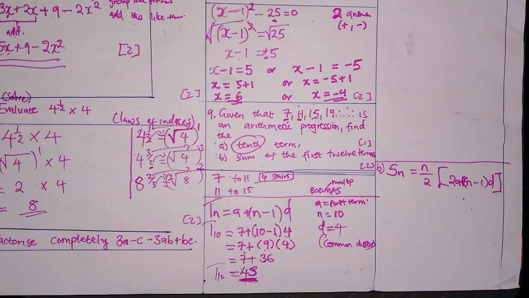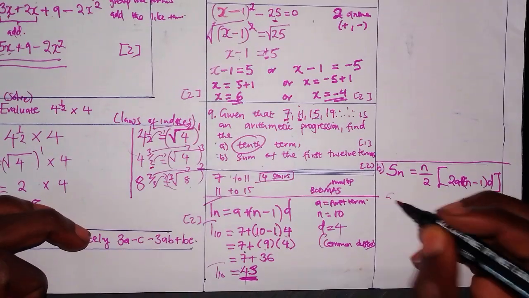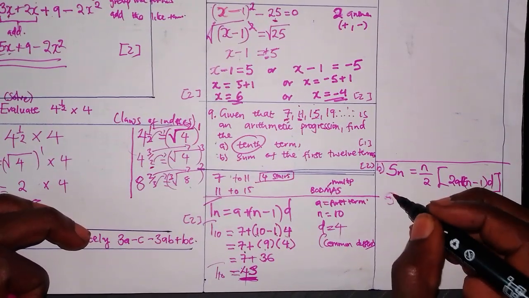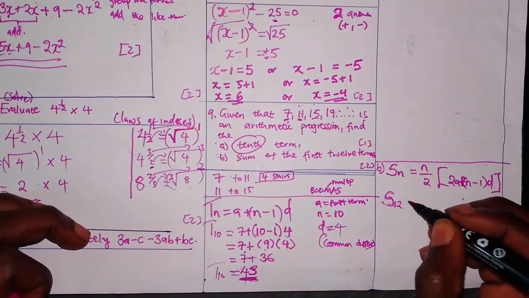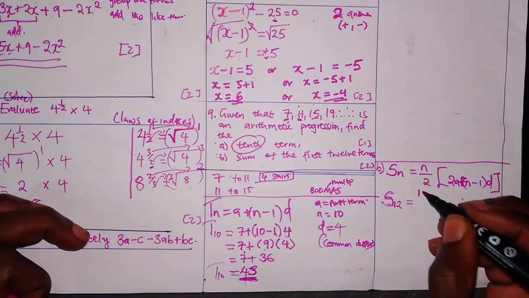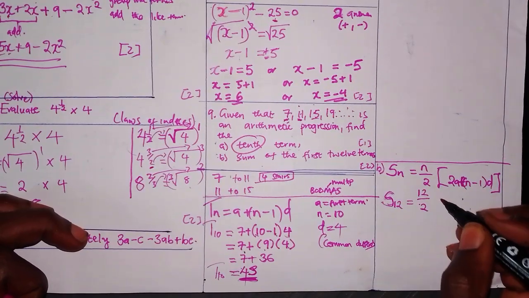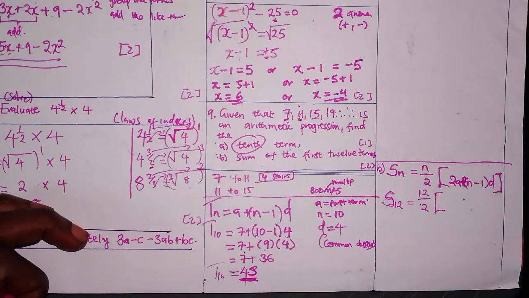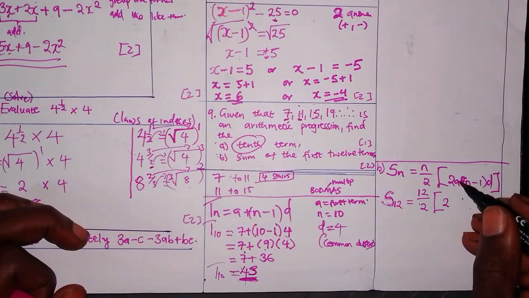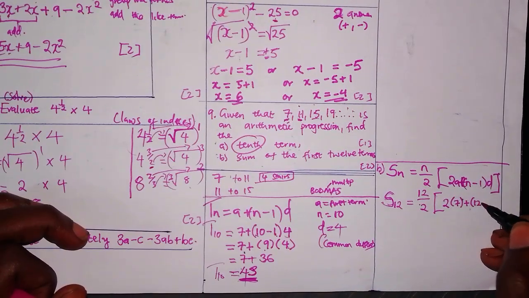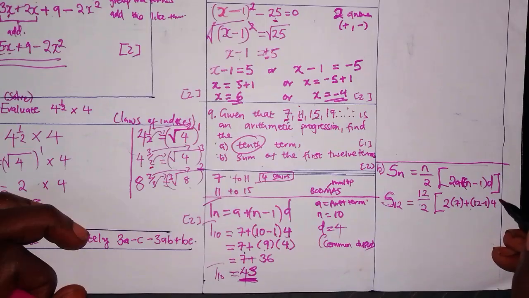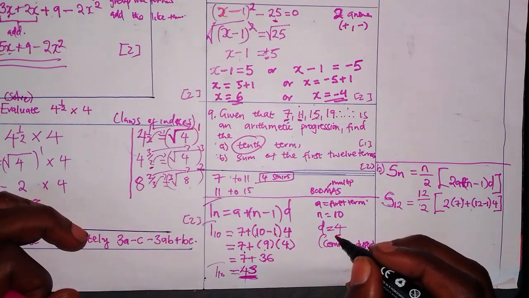So now what is the meaning? We say that a means the first term. So here you say n is 12. Again, where there is n, you put 12 divided by 2. So wherever there is n, we are just putting 12. Wherever there is a, we are just putting 7. Just like that. So we have 2a, which is 2 times 7, plus n, we said 12, minus 1, d, we said 4. Remember the common difference.